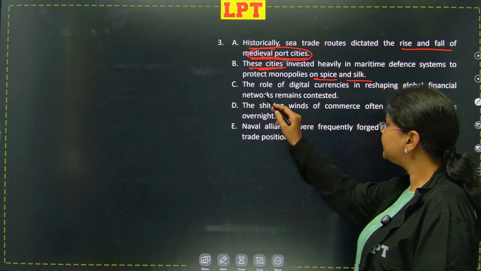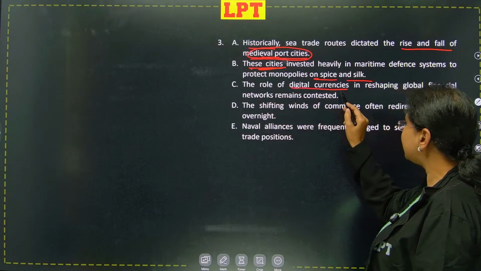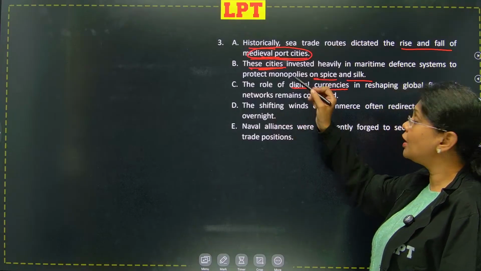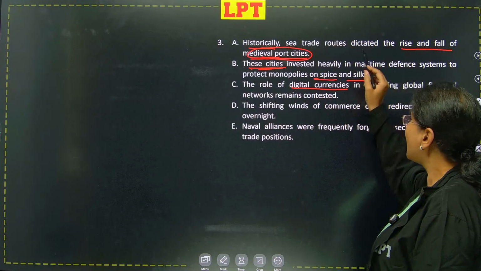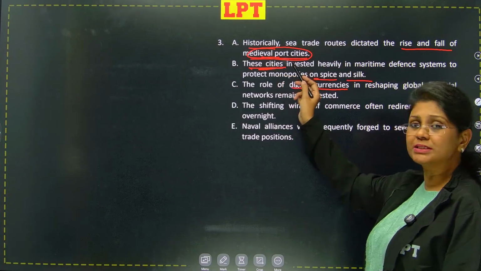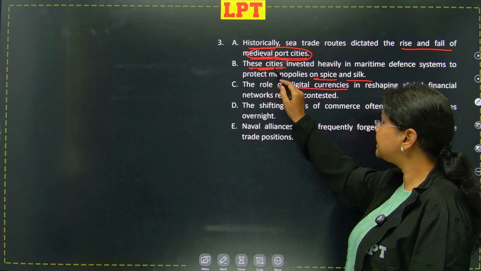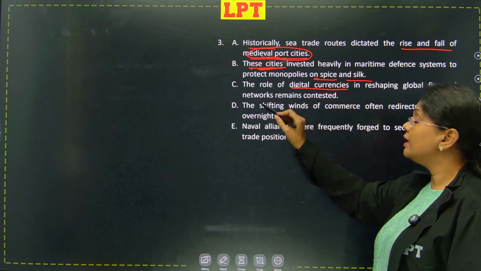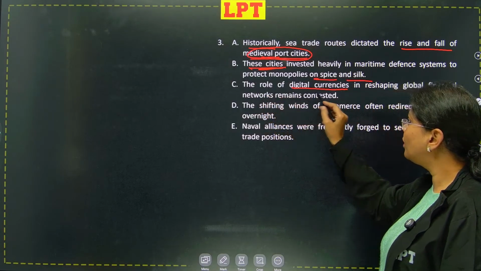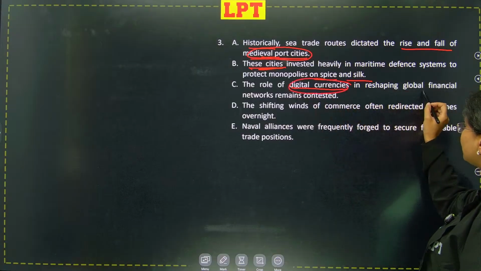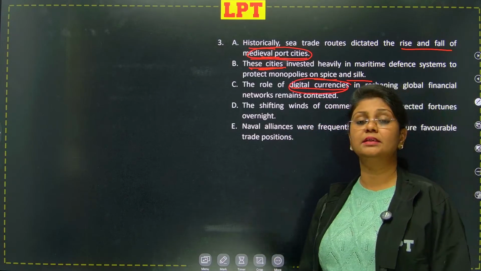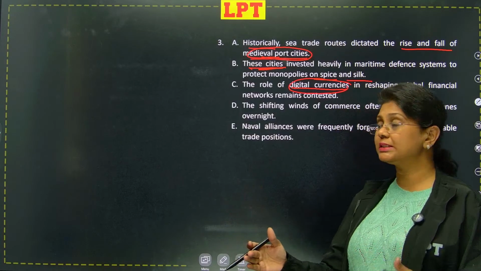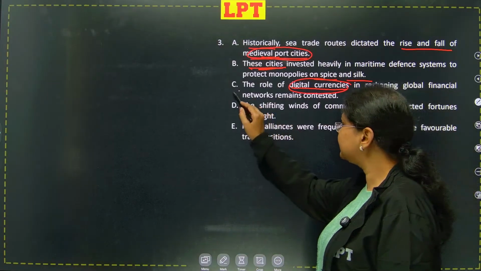Let's look at sentence C. It says the role of digital currency in reshaping global financial networks remains contested. So we are talking about sea trade, dictating the rise and fall of medieval port cities. We continued with the idea by saying they invested heavily in maritime defense for monopolies on spice and silk. Now, C talks about the role of digital currencies in reshaping global financial networks remaining contested. This is a point that completely deviates from the rest of the statements. So, most likely our answer, but let's set it aside.